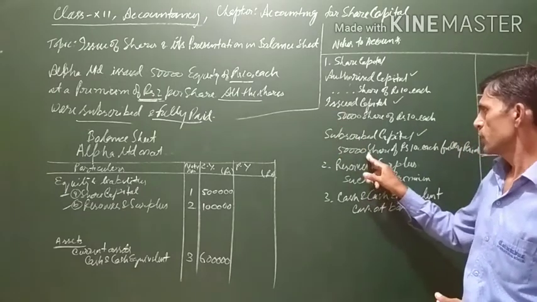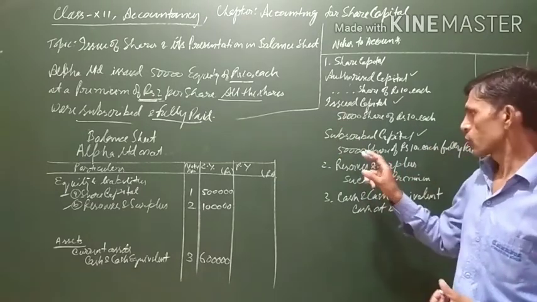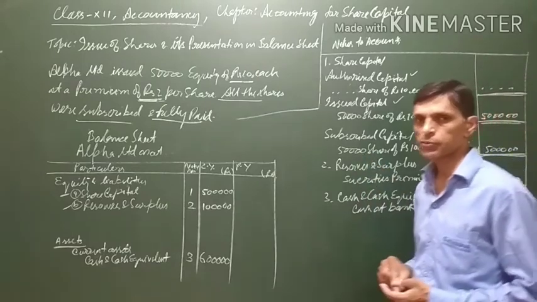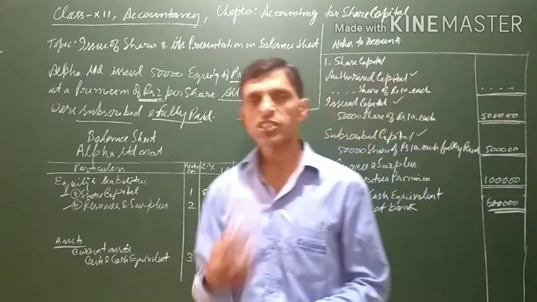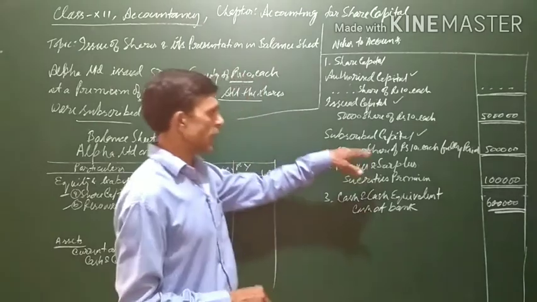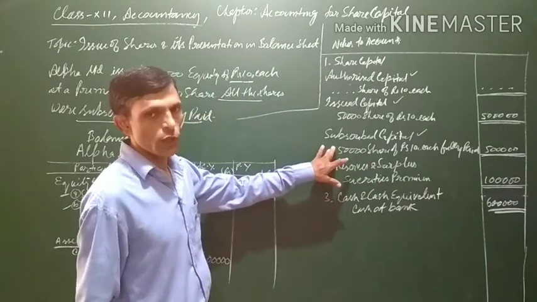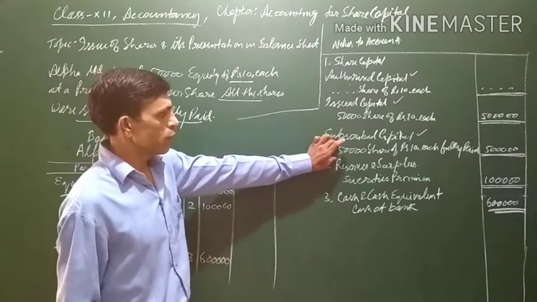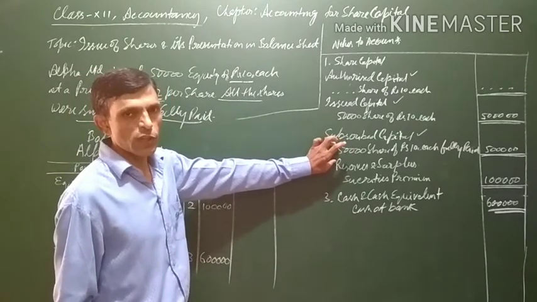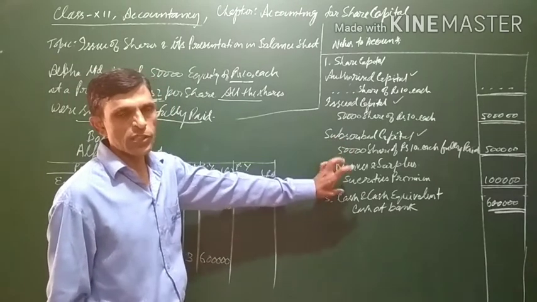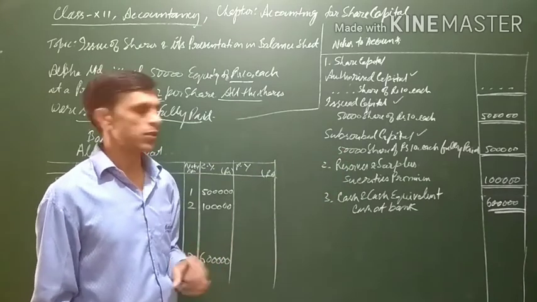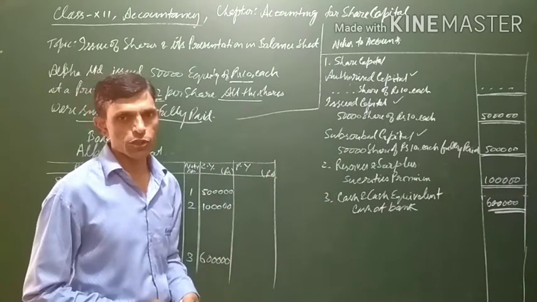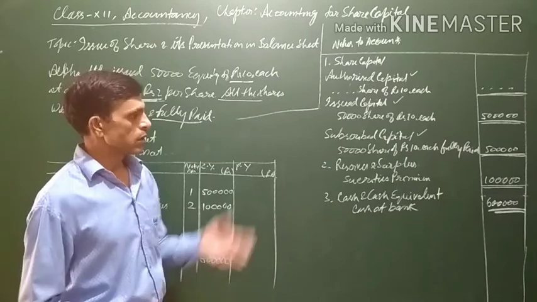If the question mentions that some shares are subscribed and fully paid, and some are not fully paid, then we will write separately. Under subscribed capital, you will write differently. There will be two parts: one for subscribed and fully paid, the other for subscribed but not fully paid. These things can also be there in the question. It will depend upon the question.